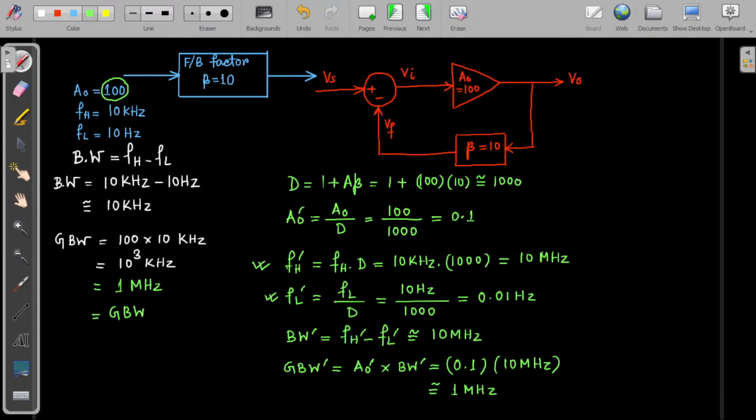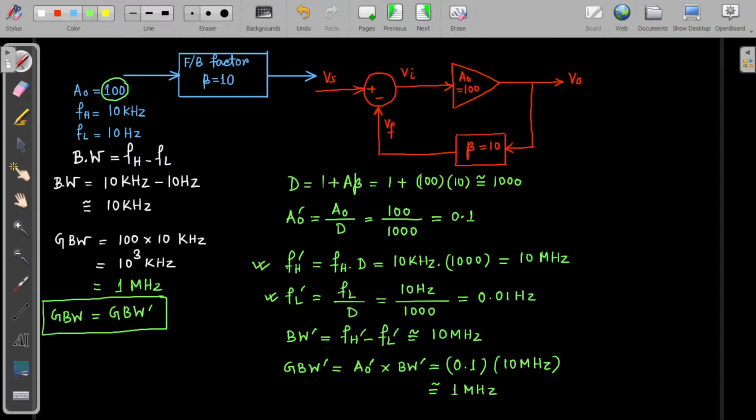So the gain bandwidth product of the amplifier before and after connecting the feedback path is same, because the gain is decreasing and the bandwidth is increasing, that's why the product is constant. So this is how you have to calculate the value of the gain bandwidth product. You can calculate the value of the new bandwidth, the higher cutoff frequency, lower cutoff frequency, all those things.